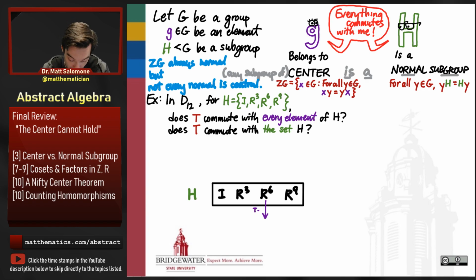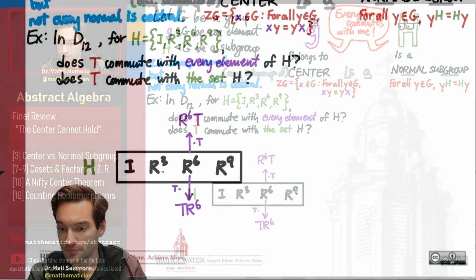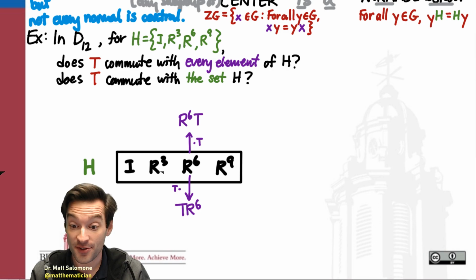then the result of that product is going to be TR to the sixth. On the other hand, if I multiply on the right by T, then the result is R to the sixth times T. Okay. And what happens now in this situation?